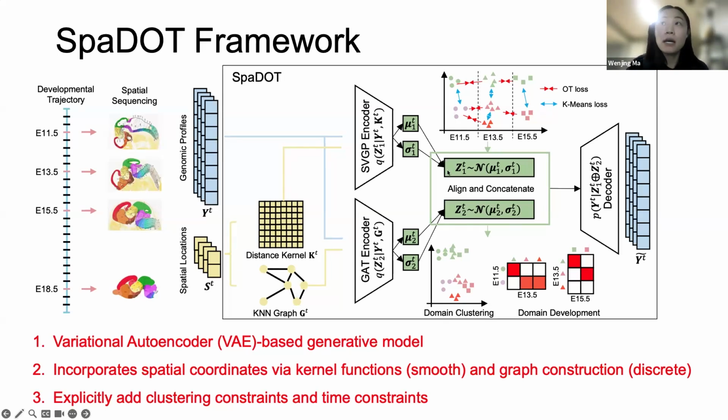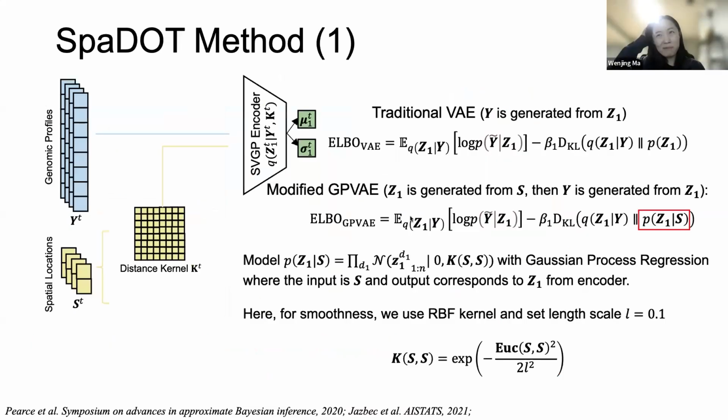Based on the latent space we obtain, we also add certain time constraints and clustering constraints to increase accuracy and to make sure that those domains are shared across the time points, but are not over mixed together. So let me divide it into multiple modules to explain it a little bit more. I know there are many technical details, but I'll try to explain it in a simple way.